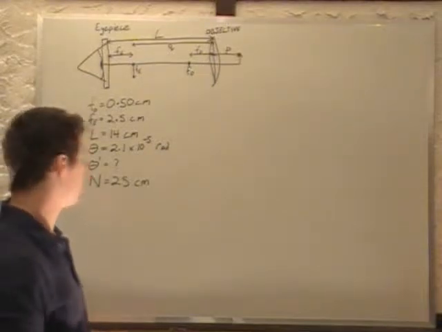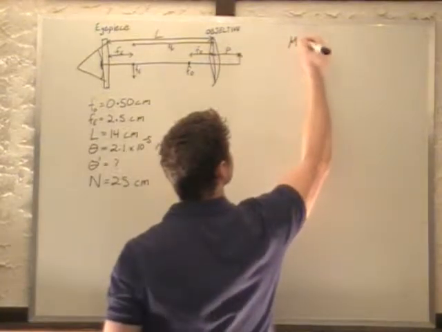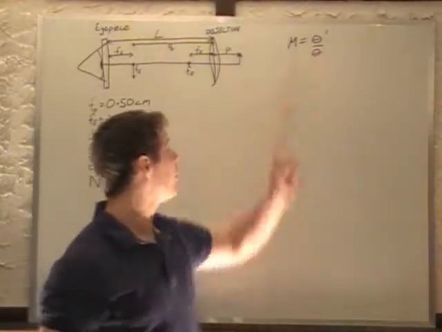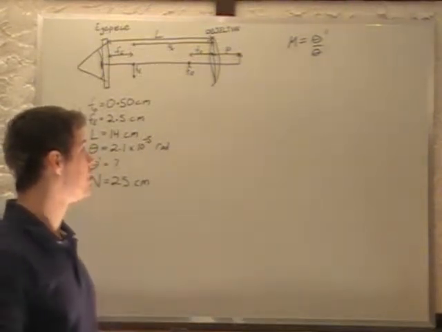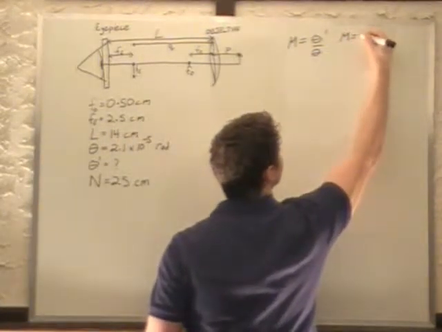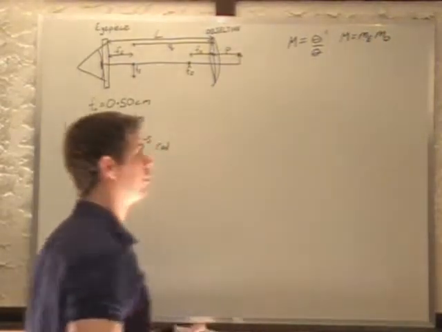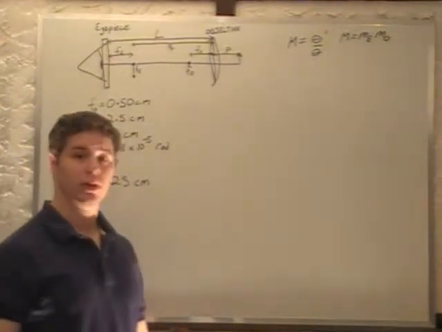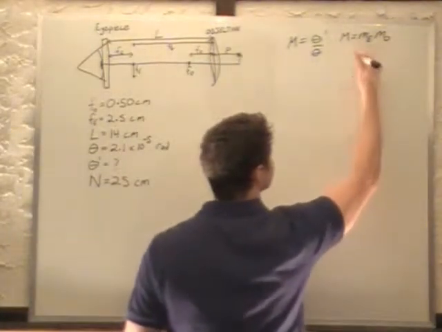So to start, we want to do our magnification equation. We're looking for M equals theta prime over theta. Because we're looking for theta prime, and we don't know magnification but we do know theta, we work backwards: we need to find the magnification. Total magnification is equal to the magnification from our eyepiece times the magnification from our objective. We have that from our formula sheet. So we need to figure out what each of these is.